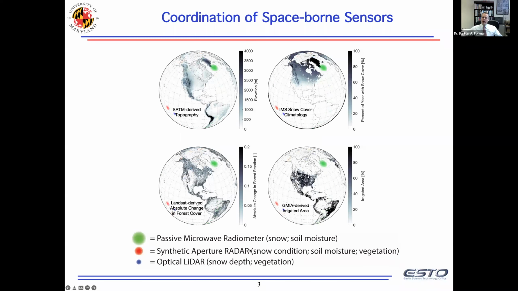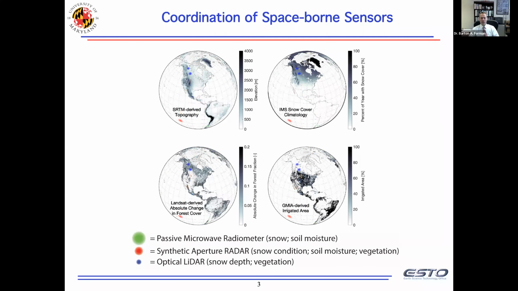We can use passive microwave radiometry to study snow and soil moisture. We can use synthetic aperture radar to study snow, soil moisture, and vegetation. We can use optical LiDAR to study snow and vegetation. So one of these instruments can be used for more than one of these state variables that we care about. And the question becomes, how do we mix and match these different sensors?